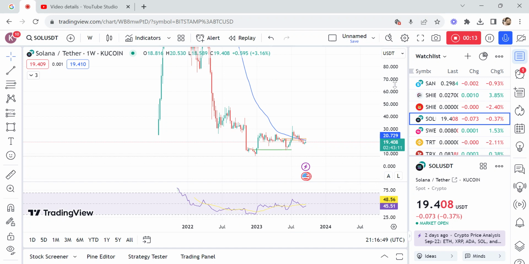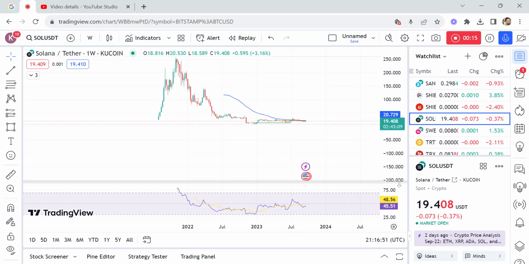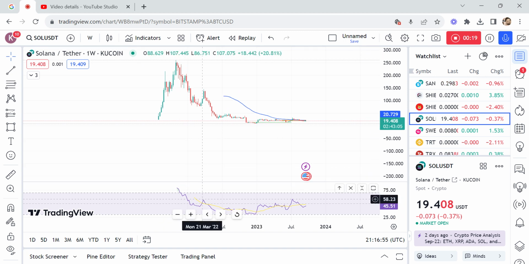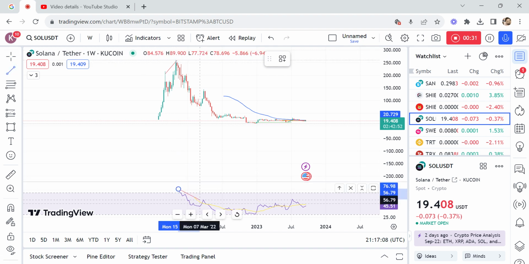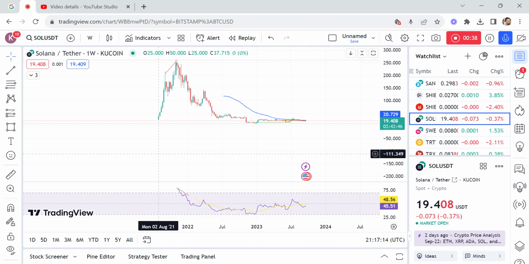This is our weekly chart. So obviously there was a bearish divergence here. Okay, and on the RSI we find a lower low. So this gives us a clue that the market wants to go lower. So what happened?